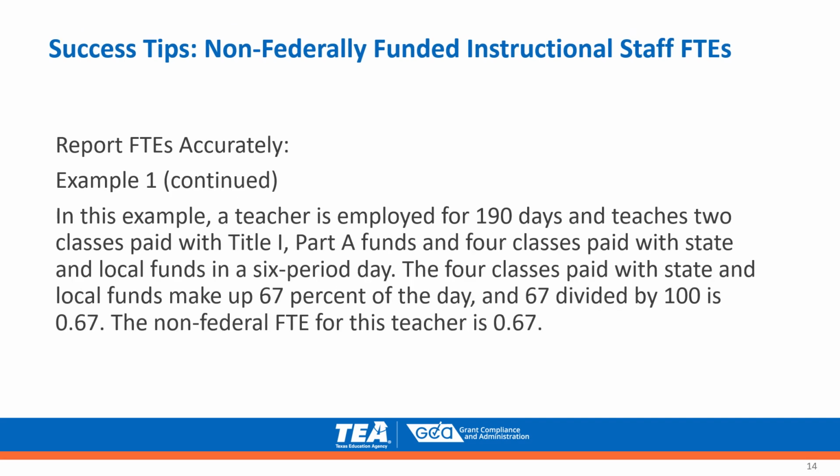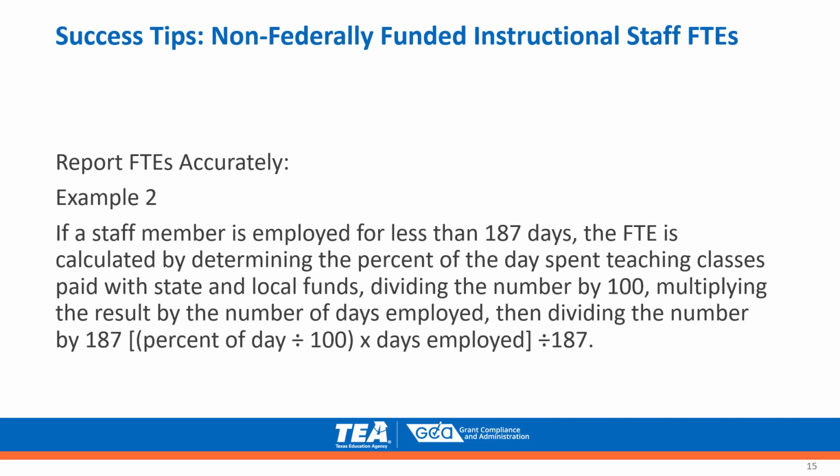In this example, a teacher is employed for 190 days, and the teacher teaches 2 classes paid with Title I Part A funds and 4 classes paid with state and local funds in a 6-period day. The 4 classes paid with state and local funds make up 67% of the day, and 67 divided by 100 is 0.67. The non-federal FTE for this teacher is 0.67.